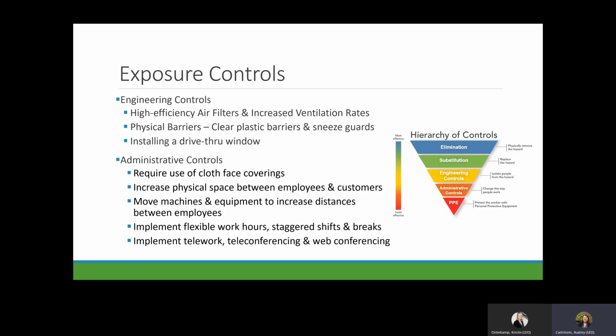This graphic illustrates the hierarchy of controls from most effective to least effective. In regard to controlling exposure to the coronavirus, we should not jump straight to PPE and must first implement engineering and administrative controls. Examples of potential engineering and administrative controls listed on the slide may now be implemented and required in your workplace.